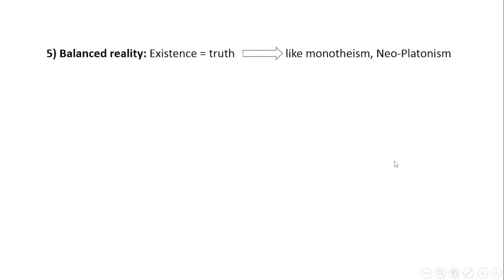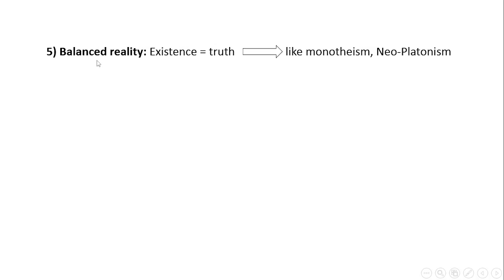So the fifth model for the fundamental nature of reality is the balanced model, in which existence and truth are one. In other words, ontology and epistemology are one at the highest level. Theories like monotheism and Neoplatonism consider this model. So in this model, there is monism at its top, dualism at its bottom. Ontology is considered on its left side, and epistemology is considered on its right side. In other words, it has an equal consideration of both ontology and epistemology, monism and dualism.